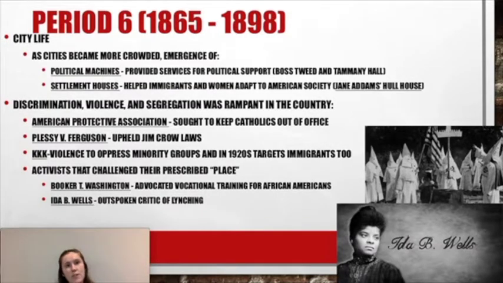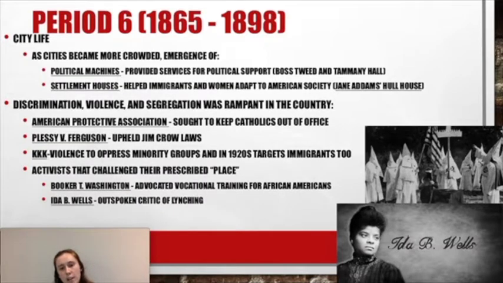One of the things that we also see are settlement houses, going back to immigration. And these settlement houses are really going to help out low-income individuals as well as immigrants to adapt to American society. The most famous settlement house is going to be Jane Addams' Hull House.